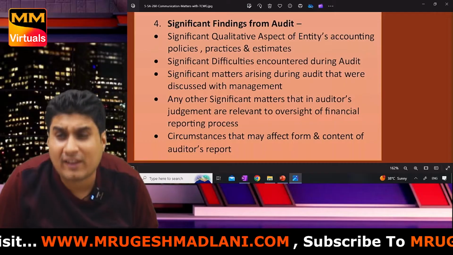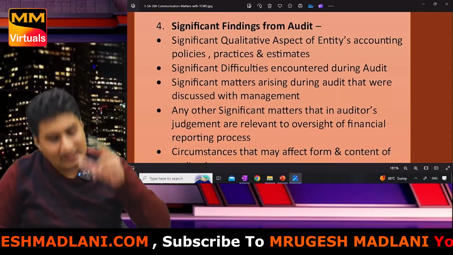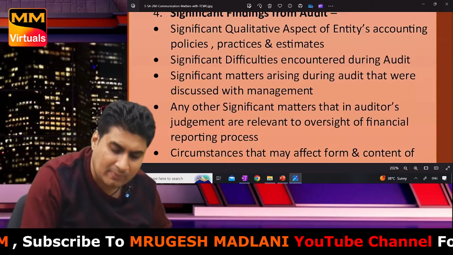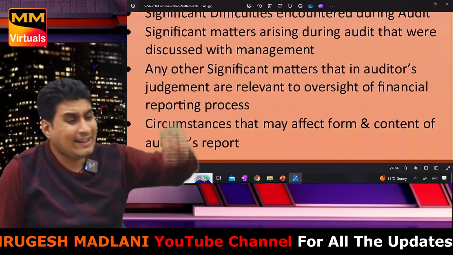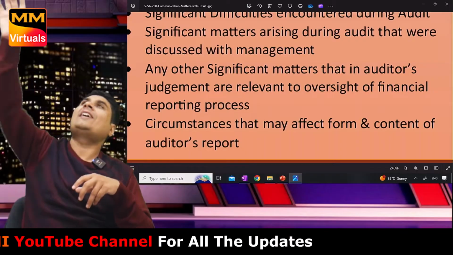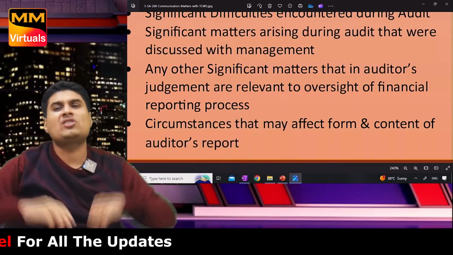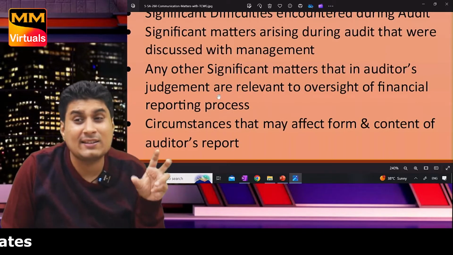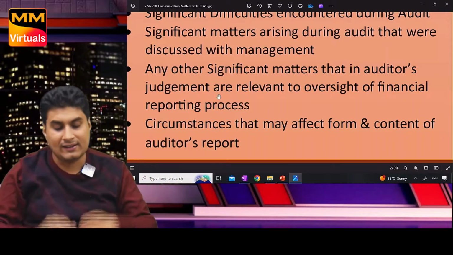Second, significant difficulties found during audit. Significant matters that were discussed with the management, this we can tell to them. Any other significant matter that in auditor's judgment are necessary for the oversight of financial reporting process. Here, oversight in financial reporting process. There is no proper process. You don't have any qualified chartered accountant, such things. Any other matter which you feel is necessary. Oversight means taking care of financial reporting process. If you feel anything, you can tell them.